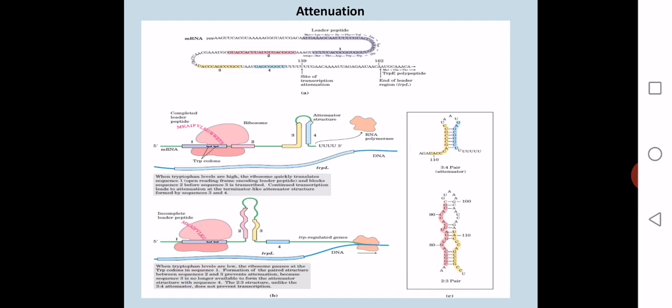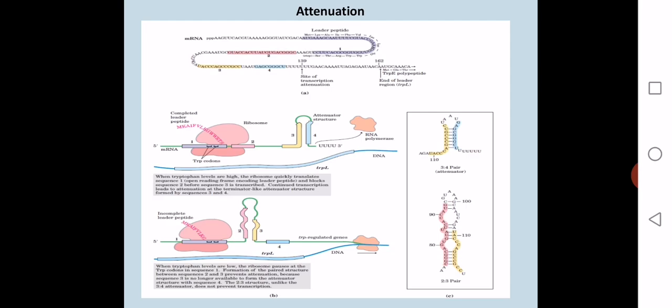So this stem loop formation causes dissociation. This is like a pulling of this mRNA molecule, effected by the stem loop formation, and this causes dissociation of the entire complex, and there will be termination. That means when tryptophan is present, we do not want to synthesize the enzymes required for tryptophan synthesis. That's why there is a termination.